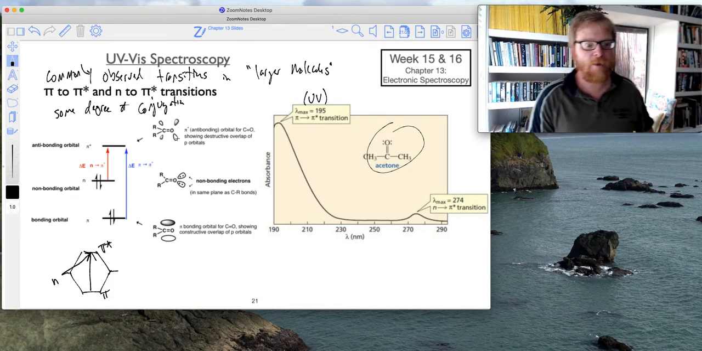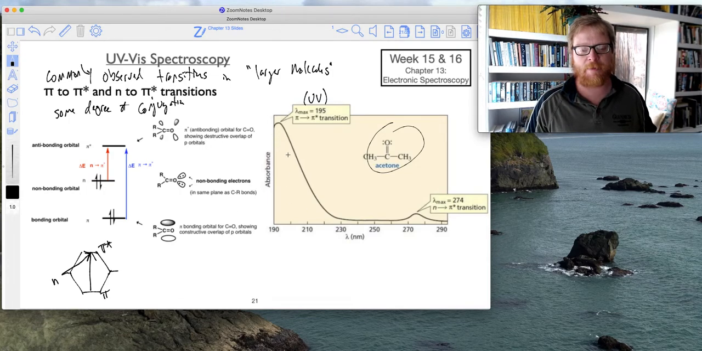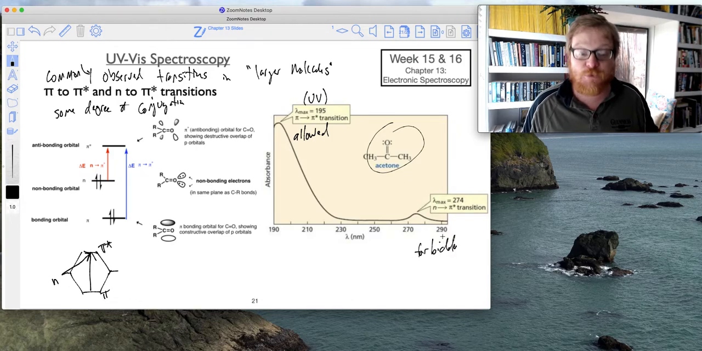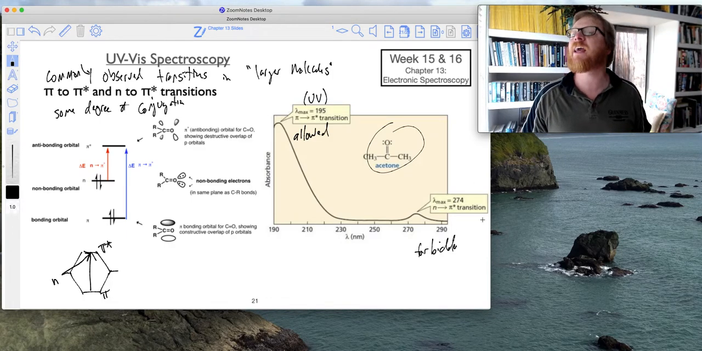Oh, excuse me. So there's something really interesting that happens with pi to pi star and n to pi star. You notice the pi to pi star is occurring at a much higher intensity than n to pi star. And that's because pi to pi star transitions are allowed and n to pi star transitions are forbidden. And that's forbidden due to the conservation of angular momentum. So it's a spin forbidden transition.